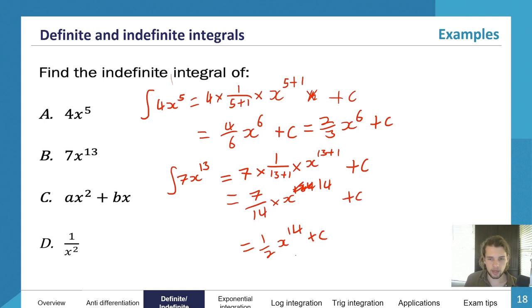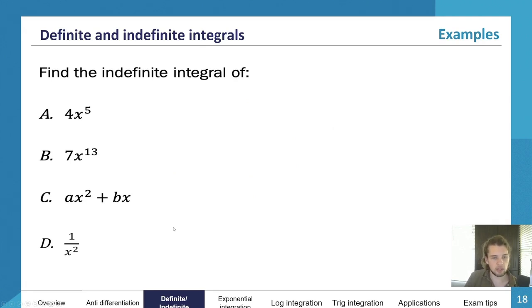So we'll rub all this out just to give us some space for the following questions. So this one's a little bit harder because we're not looking at numbers, we're looking at representations of numbers. So we assume a and b in this scenario. We're going to assume that they're some constant value. So we're differentiating a multiplied by x squared plus b multiplied by x.